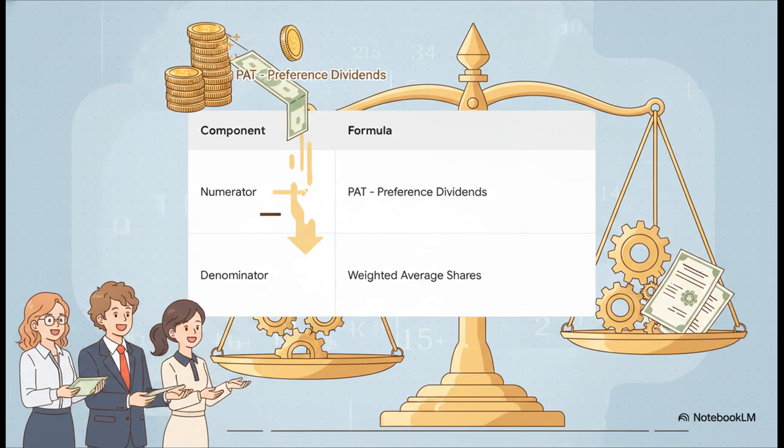Which brings us to the master formula. Now, for the numerator, we can't just grab any profit number. We only want profit after tax, and, this is crucial, after we've paid out any equity preference dividends. Why? Well, preference shareholders are basically the VIPs, right? They get their cut first. We have to honor that commitment. Then, whatever is left over gets divided by our denominator, the weighted average number of ordinary shares outstanding during that period. Bam, that gives us our baseline EPS.